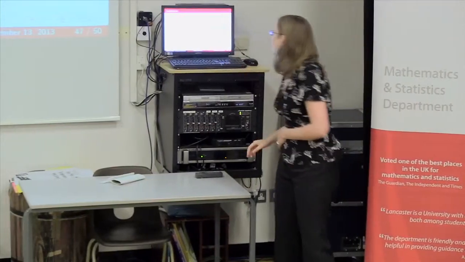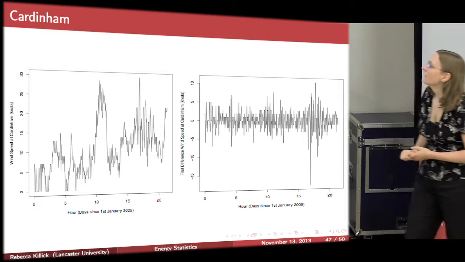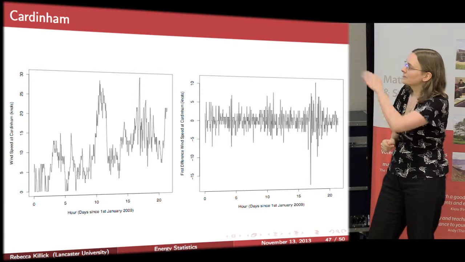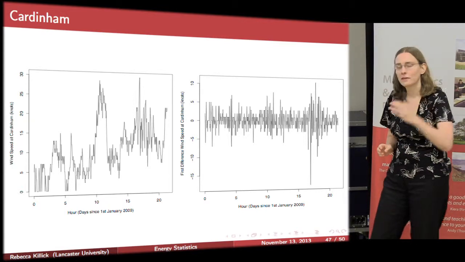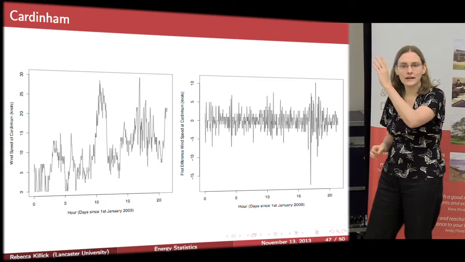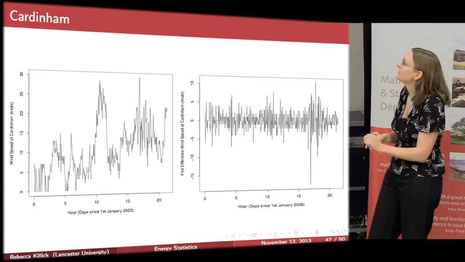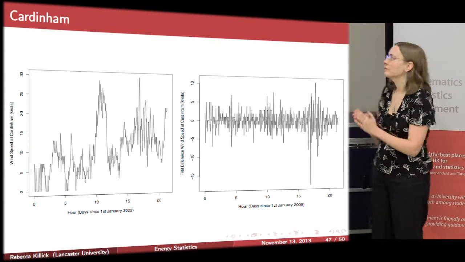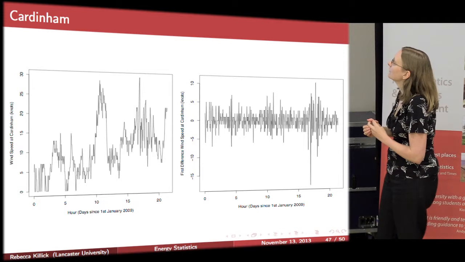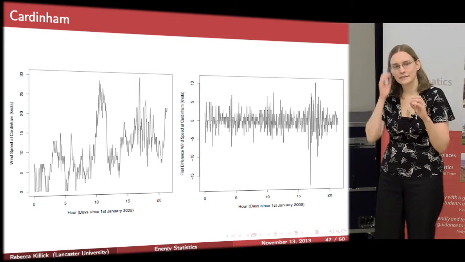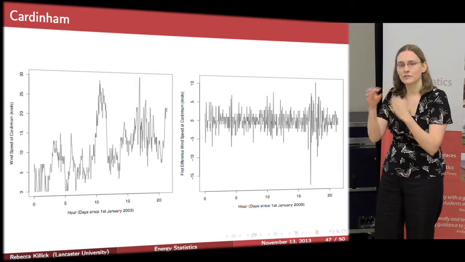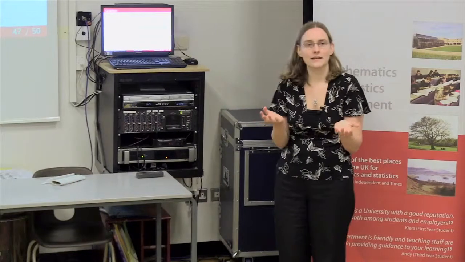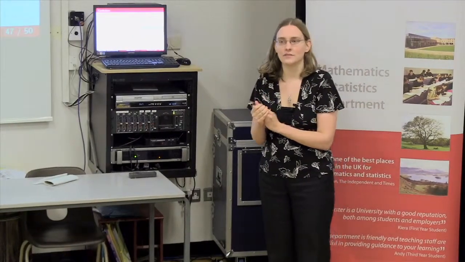So this is Cardinham on the left-hand side here. You can see the periods where there's no wind, that's the constant at the bottom, and you've got periods where you're rapidly increasing and rapidly decreasing how much wind you have. If we take the first difference there, that's just a difference of one time point from the next, we get this picture on the right here. And you can clearly see that there are bursts of higher variability and smaller variability within that data. So we might say that the properties are changing over time.